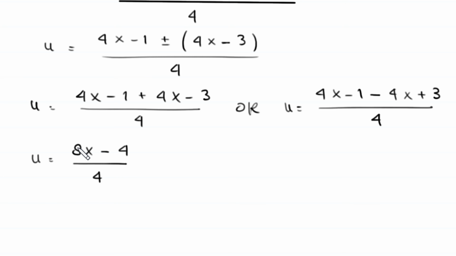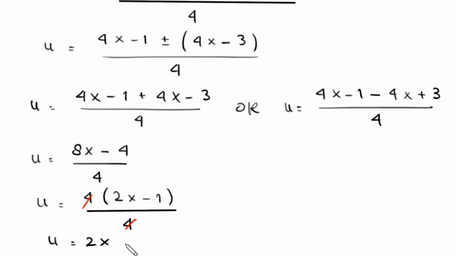Can factor out 4 from here. This will become u is equal to 4 as common factor in bracket left 2 times x minus 1 divided by 4, and this 4 will be cancelled out. We get the value of u is equal to 2 times x minus 1, and from this equation this negative 4x will be cancelled out and negative 1 plus 3 will become u is equal to 2 over 4, and simplifying this u will be equal to 1 over 2.